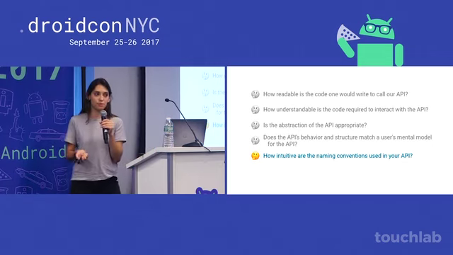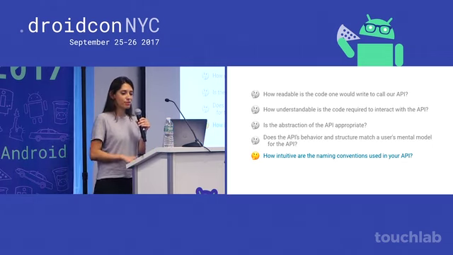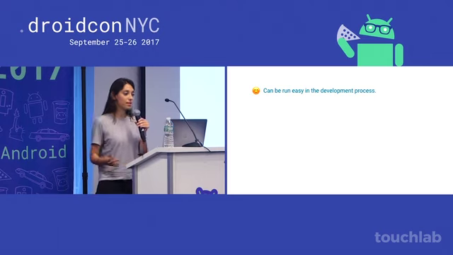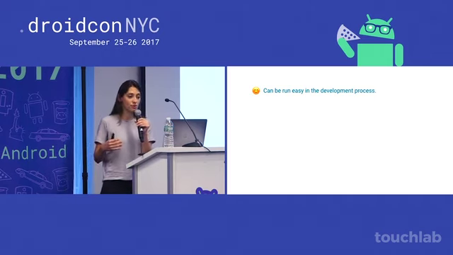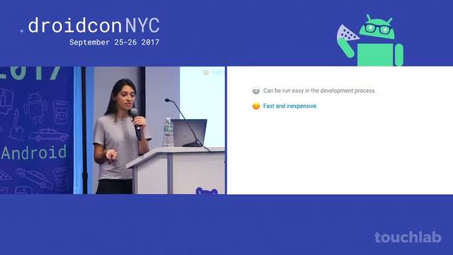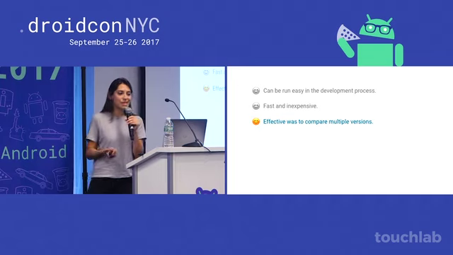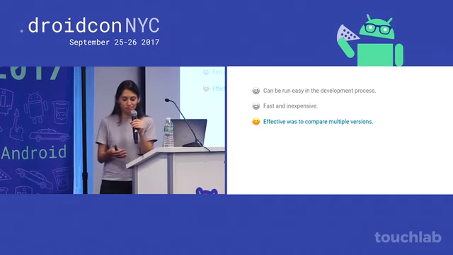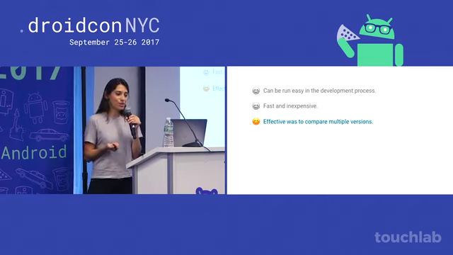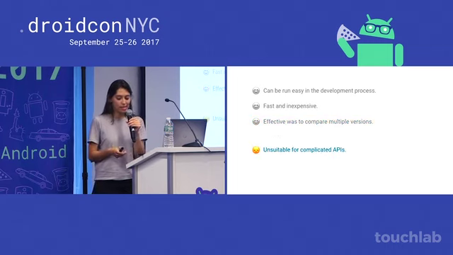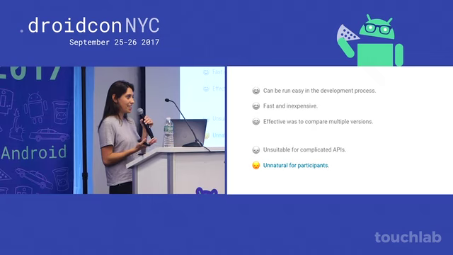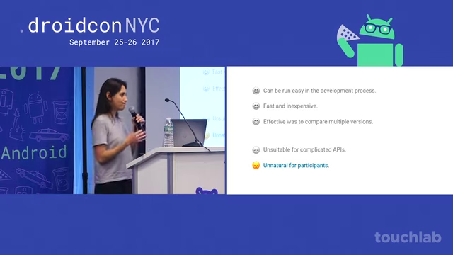So this API walkthrough process has several advantages. It can be run easily in the development process because all you need is some static code to run through. It's fast and inexpensive, and because you don't really write any code, it's easy to compare multiple versions. But at the same time, it also has some disadvantages. It's unsuitable for complicated APIs, and to be honest, it's kind of unnatural because we're not used to statically going through methods like that.